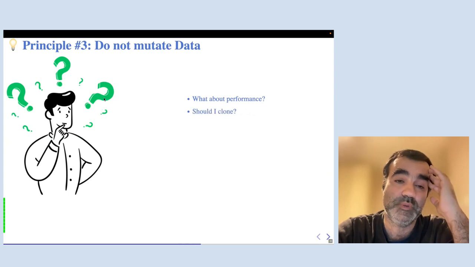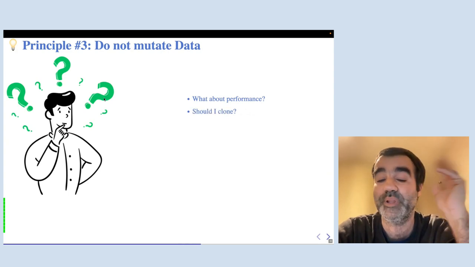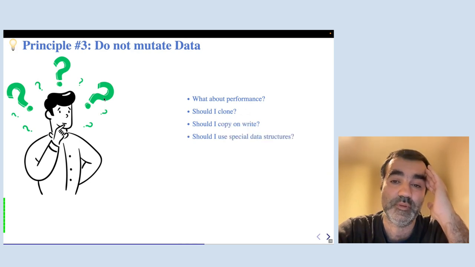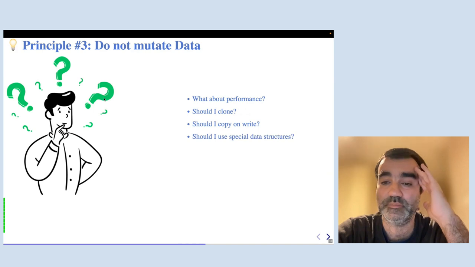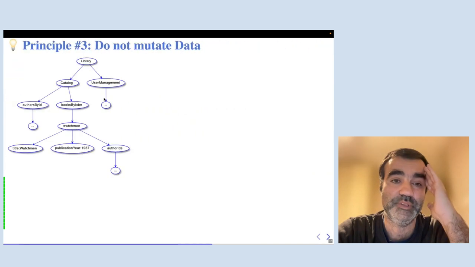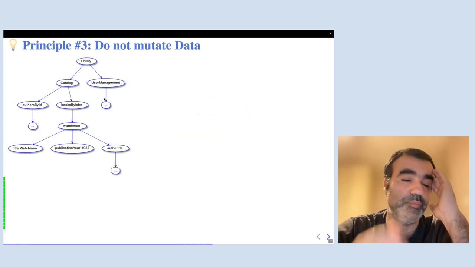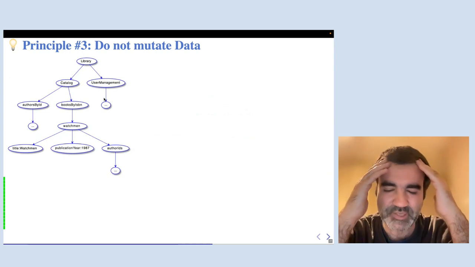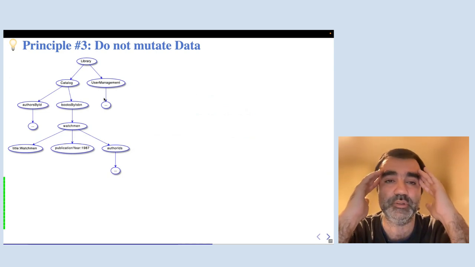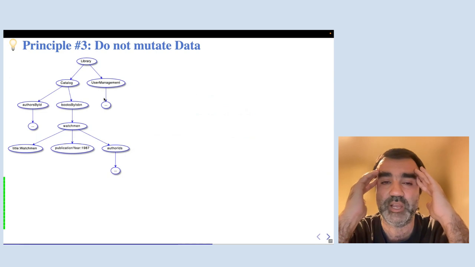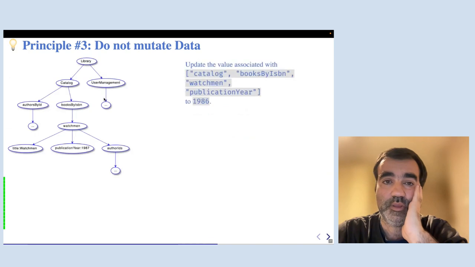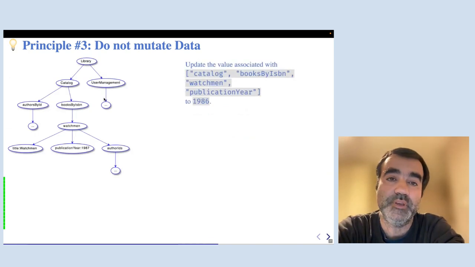Do we clone each time we need to somehow manipulate our data or modify it a bit? Do we copy and write? Do we use special data structures? And here is the answer. So we have two options, either to use a special data structure, but in many cases, we don't need a special data structure. We can use the standard native hash maps. And let me tell you how it works. And it is performant because we use a trick called structural sharing.